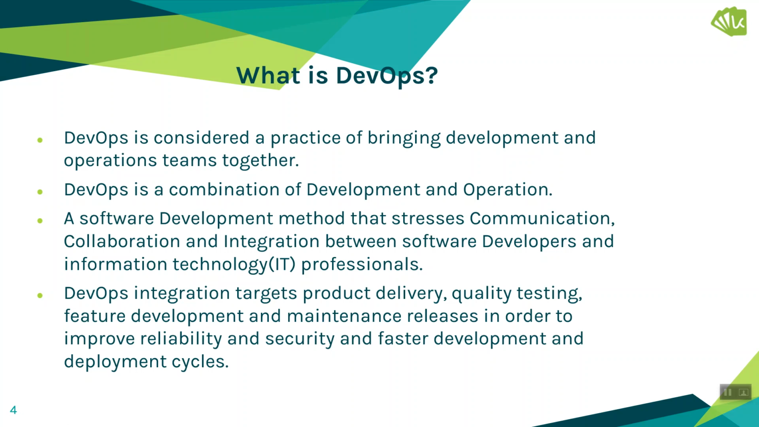What is DevOps? As you all know, DevOps is considered as a practice of bringing development and operation teams together. And you will be thinking why this DevOps came into picture. Earlier we were using the traditional approach of software development. So we have a lot of challenges in traditional software development methodologies. To overcome those challenges, Patrick DeVos introduced the Agile software development methodology.